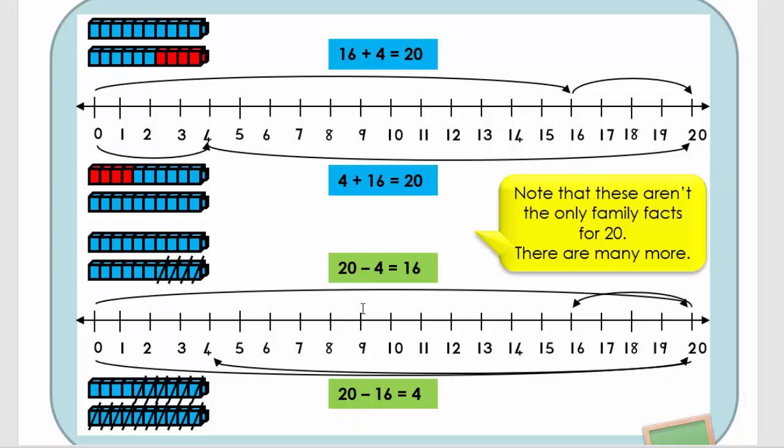And then what we're going to do here, we minus 4, now we're going to minus 16. So 20 minus 16, so we stand on 20 and we're going to go back 16, or we can show it with little hoops and we get 4. So these are the family facts, or one family fact for 20. Please note that sometimes there's a myth that we only do addition at the top and subtraction at the bottom.